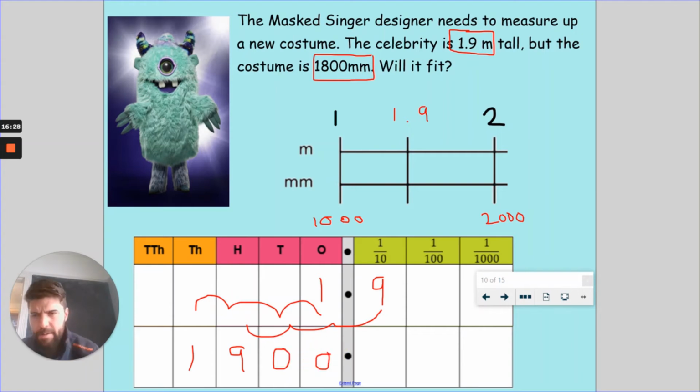There. Okay, I've got my measurement then. 1.9 is 1,900 millimetres. 1.9 metres is 1,900 millimetres. So the costume is 1,800 millimetres. Will it fit? So the answer to my question is not going to be 1,900. It's not going to be 1.9. It's not going to be 1.8. The answer is going to be yes or no. Will the costume fit? Well, the answer is going to be no, because the 1,800 millimetre costume is going to be too small for a 1,900 millimetre celebrity.